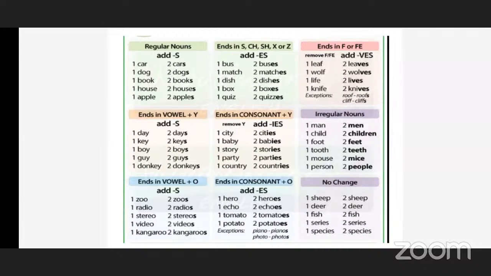So see here: zoo, zoos; radio, radios; stereo, stereos; video, videos. And the last word, here is a pronunciation correction I think I should give. Okay, so see here in the O words, the last word is some animal name.